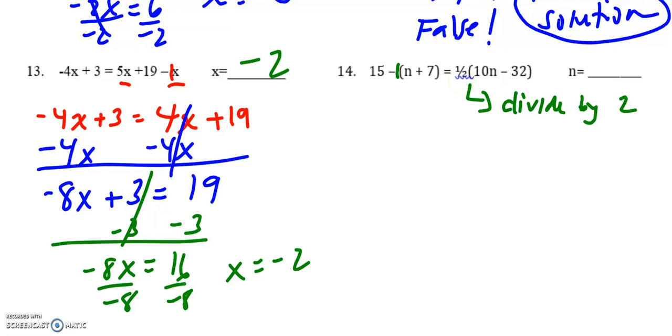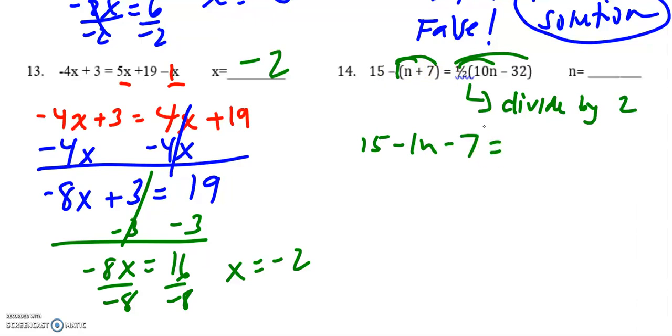So let's simplify. On this side, we are not distributing the 15. We are combining that later. We are distributing the negative 1. And on this side, we are distributing the 1/2. So here, if we bring down the 15, negative 1 times n is negative 1n. Negative 1 times positive 7 is negative 7 equals.